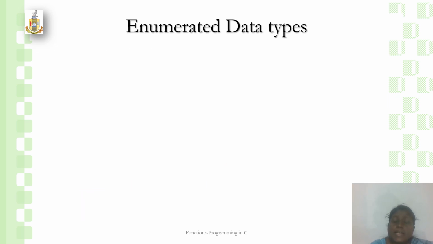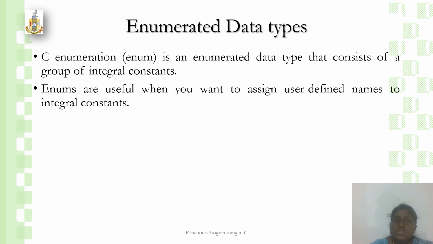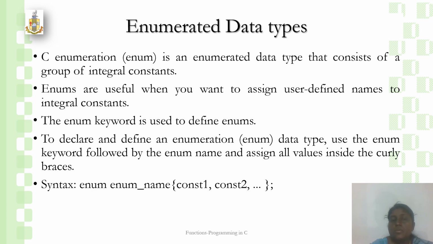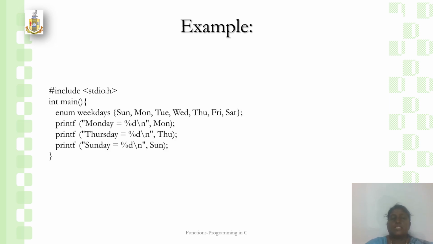Next one, enumerated data types. An enumeration is a data type that consists of a group of integral constants. It is useful when you want to assign user-defined names to integral constants. The enum keyword is used to define enums. To declare and define an enumeration data type, you have to use the enum keyword followed by the enum name and assign the values inside the curly braces. This is the syntax, and there is a simple example for this.